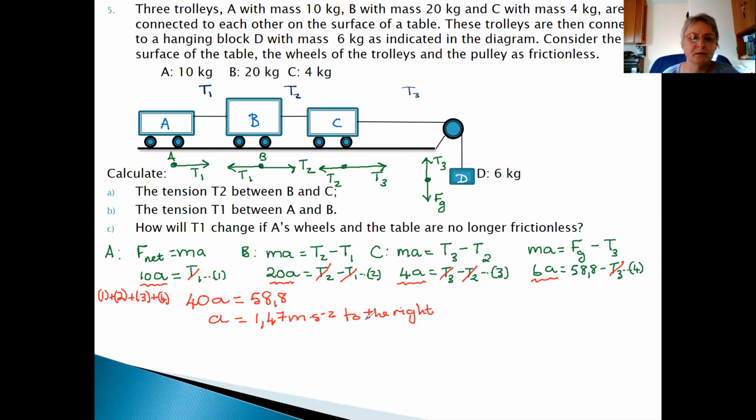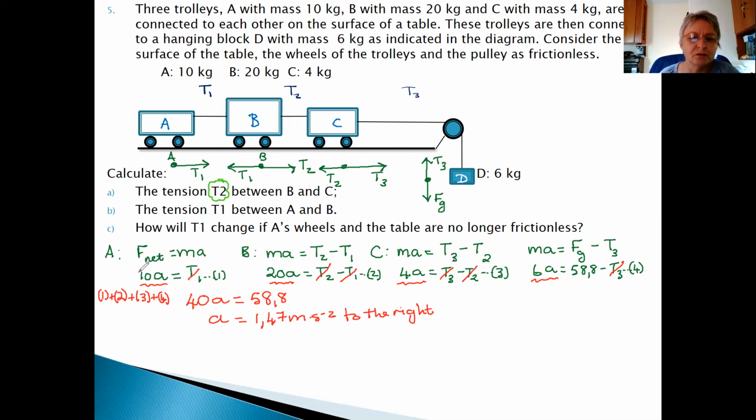Right, we've done the tension T. Oh my, I've done my own thing. No, we need the tension. We need the acceleration to be able to calculate the tension. Okay, so we haven't yet completed question A. So they want us to calculate T2.